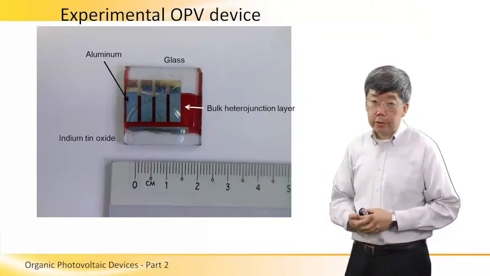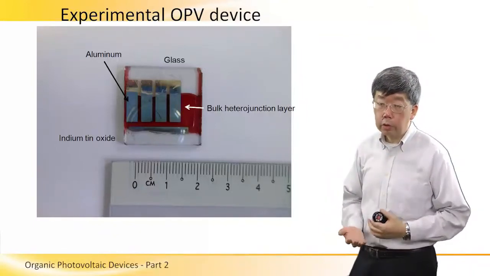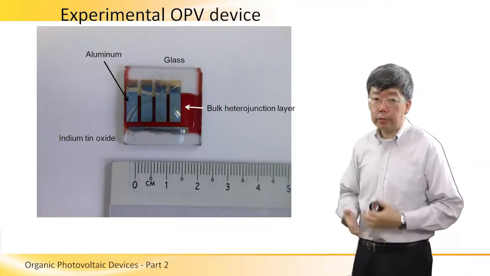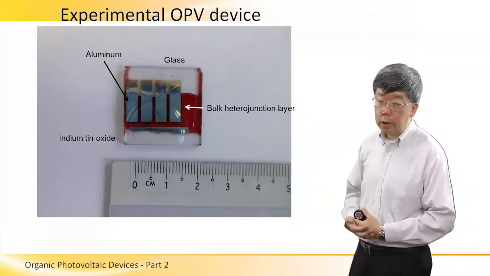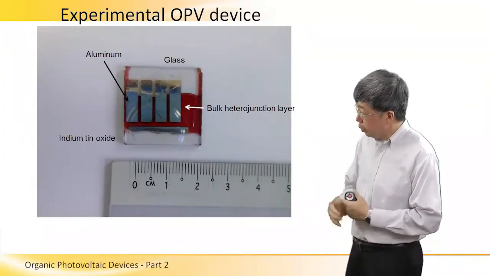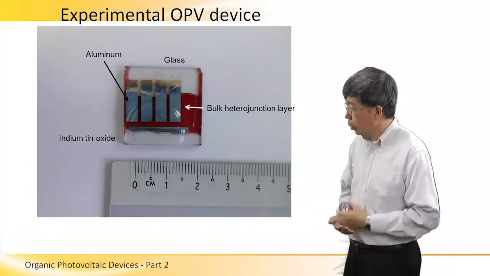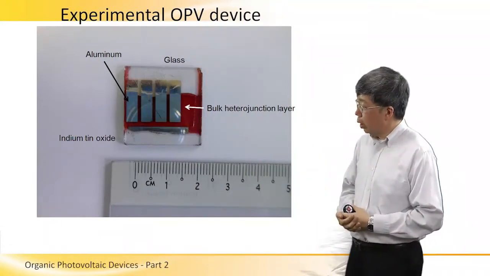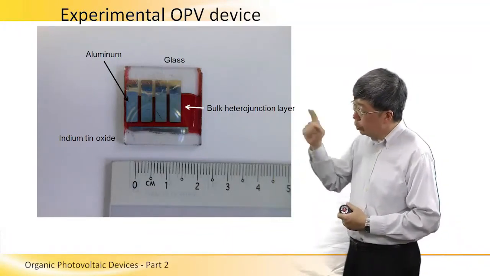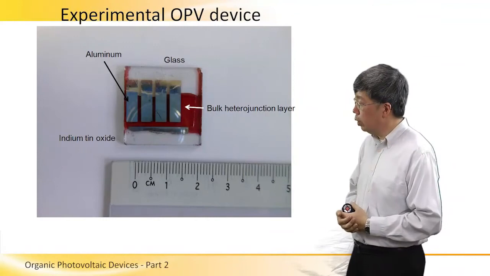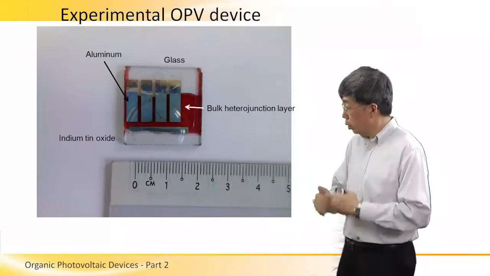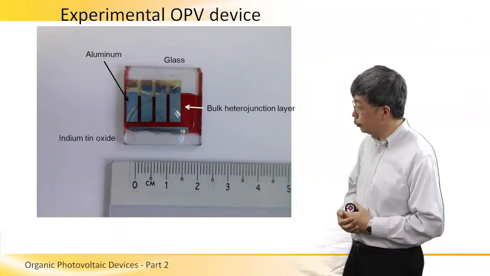In this slide, we show an actual experimental OPV device. This is fabricated in a university laboratory. At the top, you can see the glass substrate. And this is because we have to make an electrical contact to the cathode electrode. And in this case, we use aluminum for the top cathode electrode.